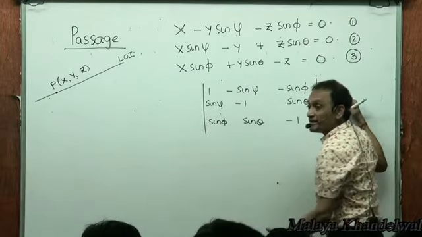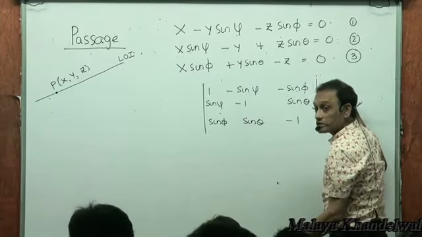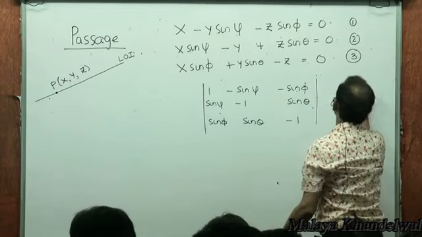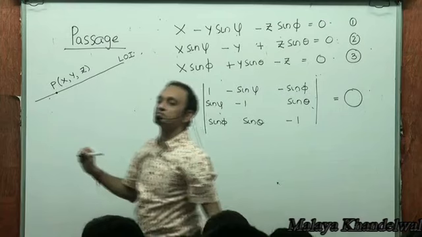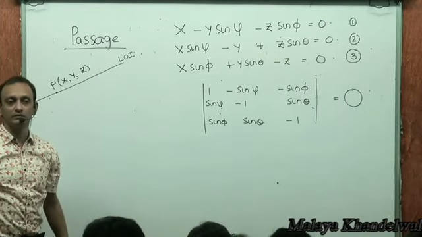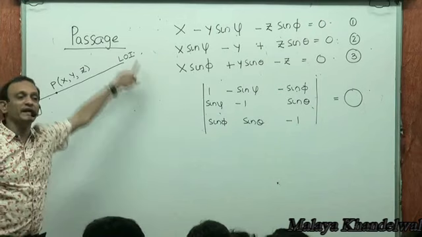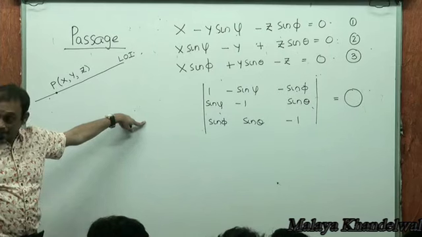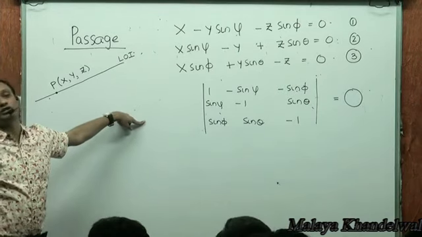When you eliminate x by z and y by z from equations 1, 2, and 3, then this determinant formed out of the coefficients must be 0. This determinant must be 0. That's the eliminant. That's how you eliminate x, y, z from three equations that have a common non-trivial solution.